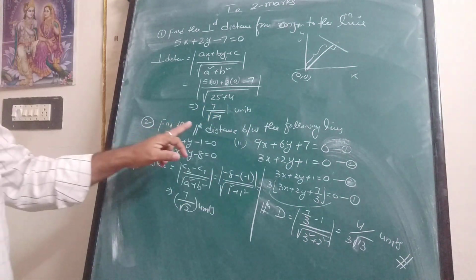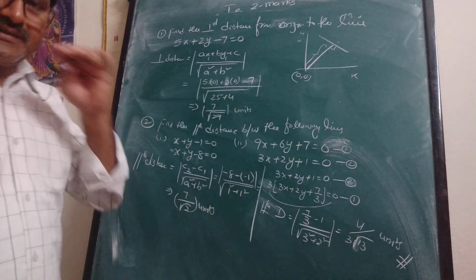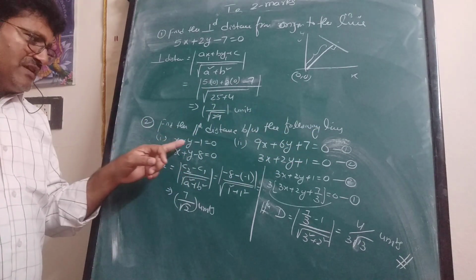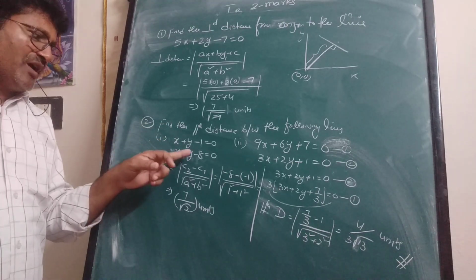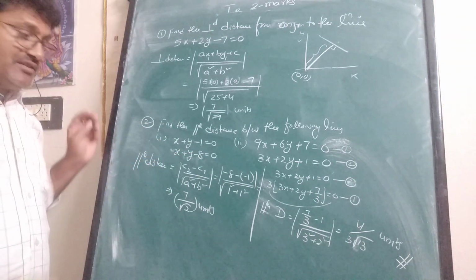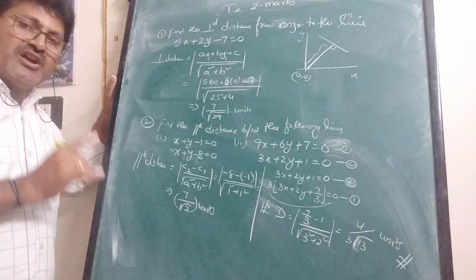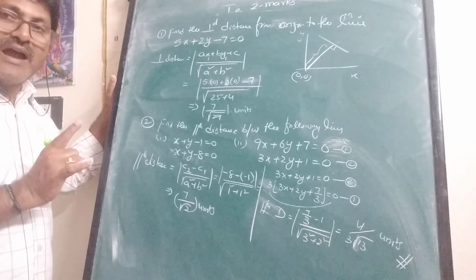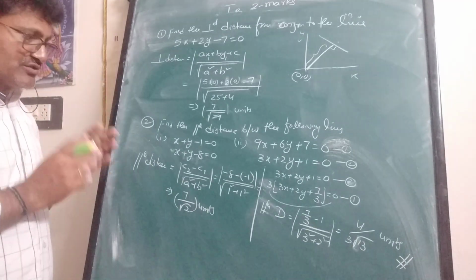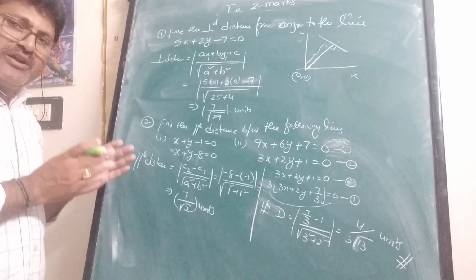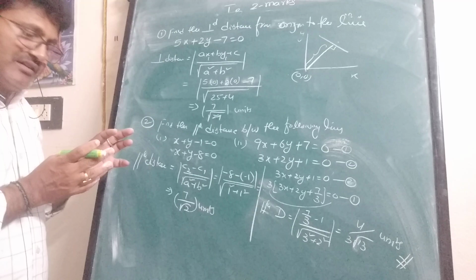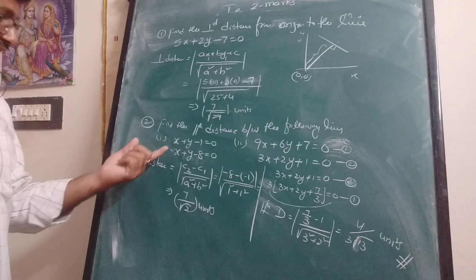And find the parallel distance between the following lines. First one: x plus y minus 1 equal to 0, x plus y minus 8 equal to 0. Here you have to remember that the x coefficient and y coefficient should always be the same. Parallel means the x coefficient and y coefficient should always be the same. You have to take it like that. Now here both are same.